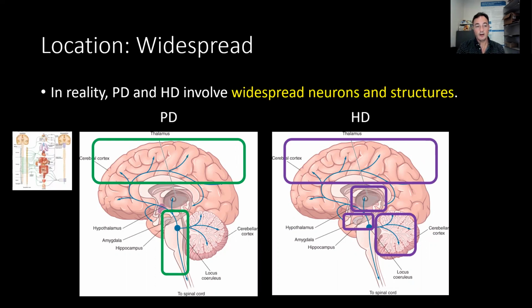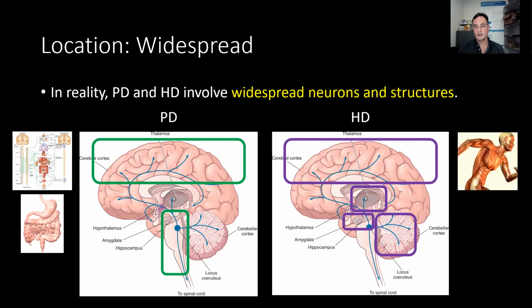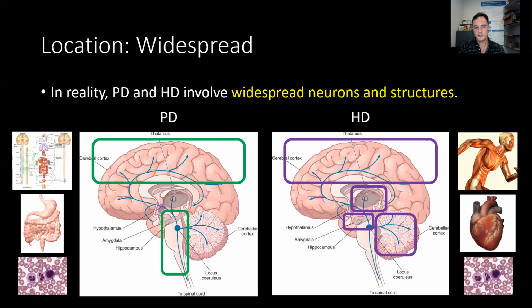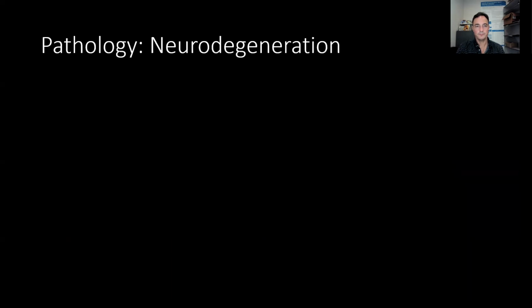Parkinson's affects elements of the autonomic nervous system, particularly the enteric or so-called gut nervous system. And then over on the right, Huntington's affects the musculoskeletal system and even the heart, the cardiac muscle of the heart. And both of the disorders are associated with defects in other systems, such as the circulatory system, with recent studies showing that white blood cell function is affected in both. So these are really widespread disorders affecting multiple neurons and structures. So we have to somehow account for that and look beyond just the basal ganglia.